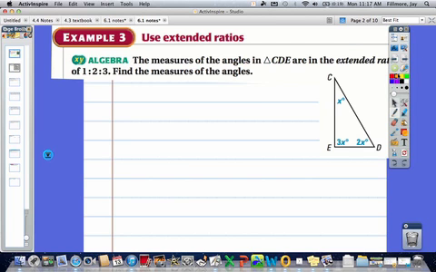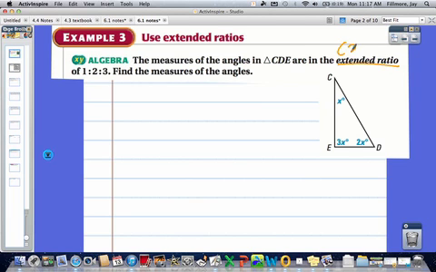this. Let's say we have a triangle, and the problem states that the measures of the angles in triangle CDE are in the extended ratio, extended because we have more than two values here. The extended ratio 1 to 2 to 3. Find the measures of the angles. Well, we know our actual angles aren't 1, 2, and 3 because all the angles inside a triangle should add to 180. But 1 plus 2 plus 3 gives us 6, which is obviously not 180. So this is reduced. We want to unreduce it.